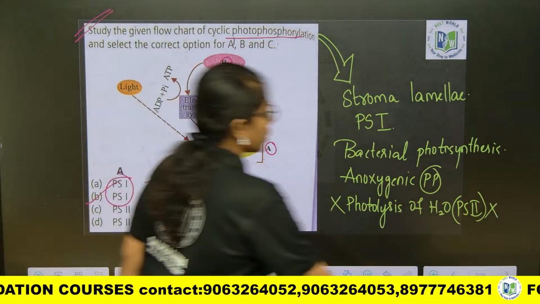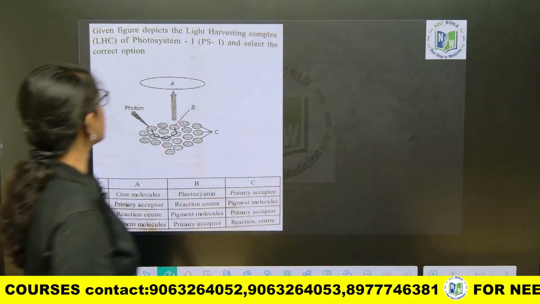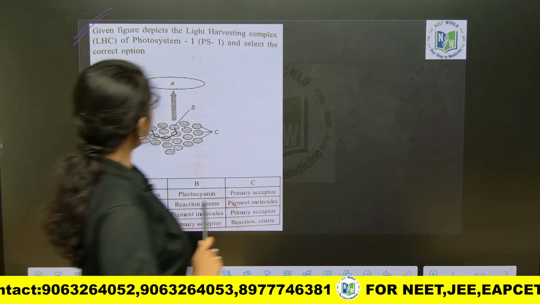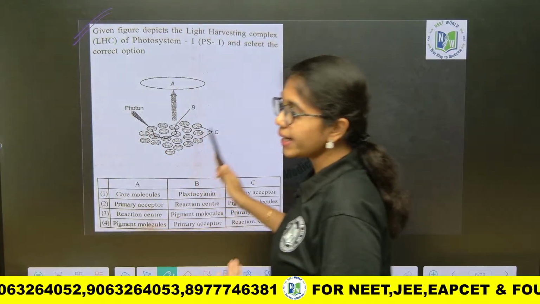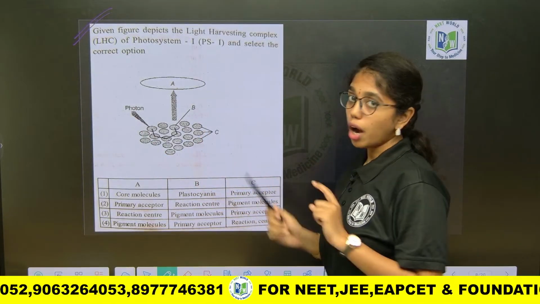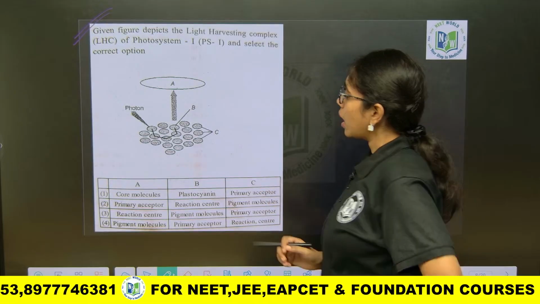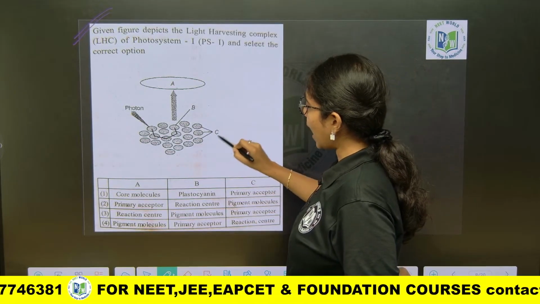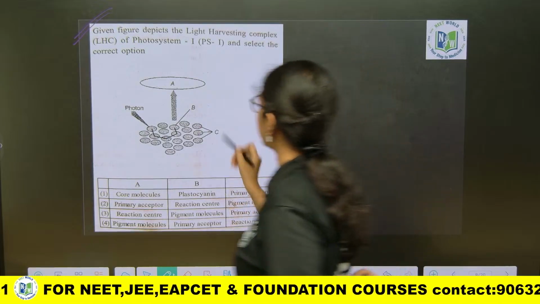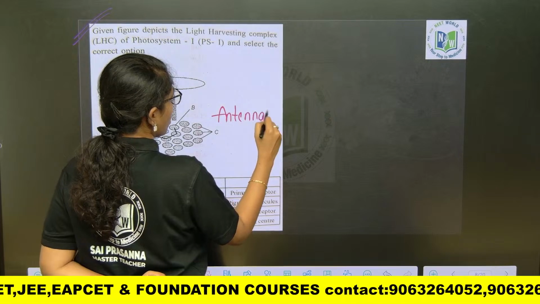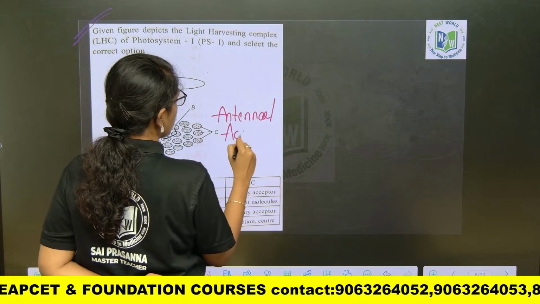Next question, look into this one. Same type of question. Given below is a light harvesting complex of photosystem 1; select the correct option. Of course, C is the antenna or accessory pigments, or accessory molecules.